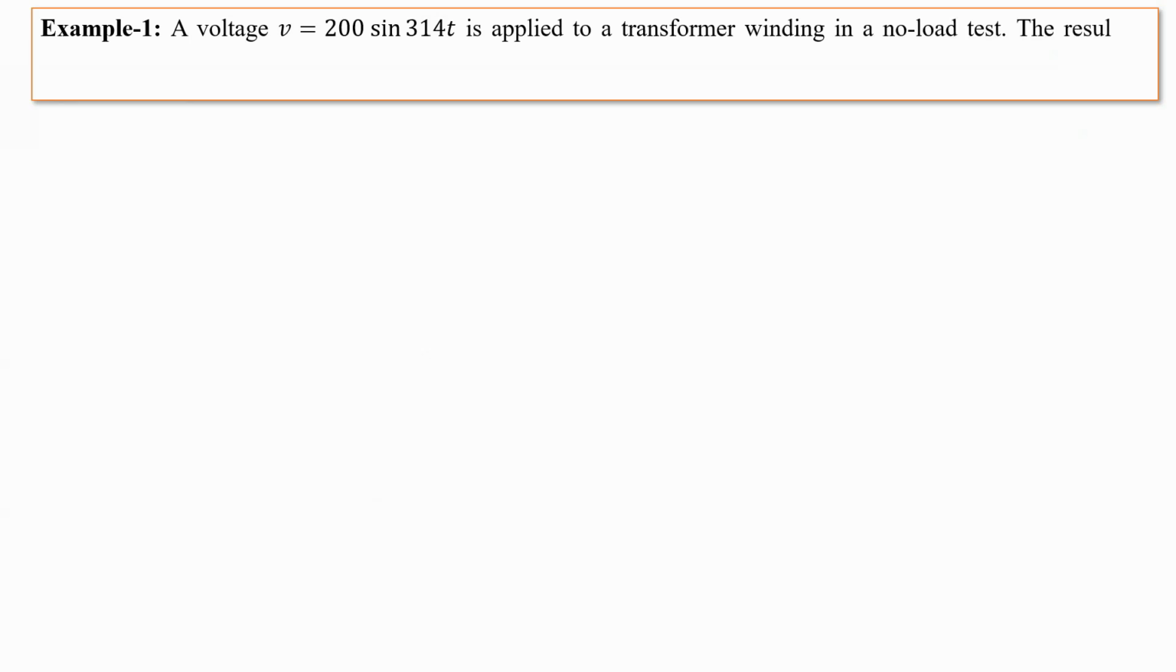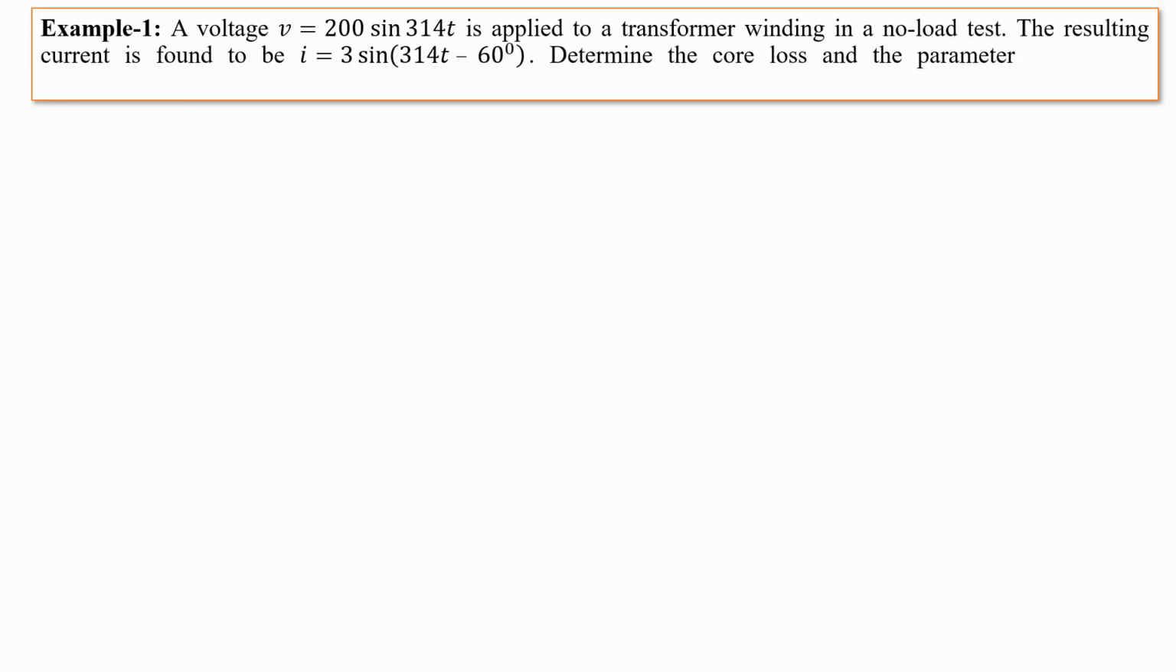If voltage V is equal to 200 sin 314t is applied to a transformer winding in a no-load test, the resulting current is found to be I is equal to 3 sin (314t minus 60 degrees). So determine the core loss and the parameters of the no-load approximate equivalent circuit. So let's see the solution.